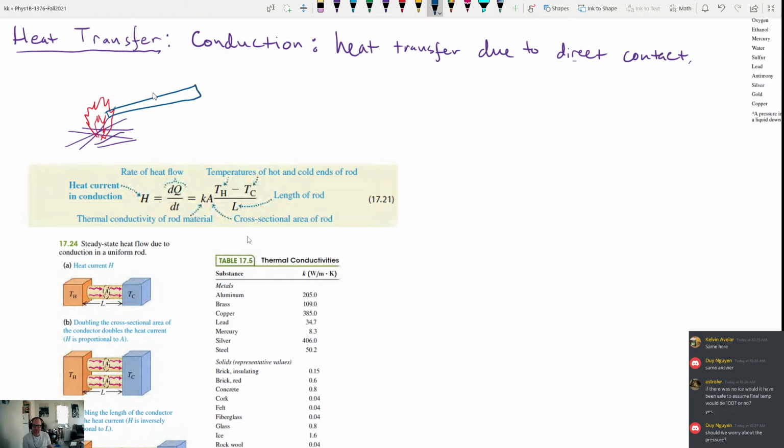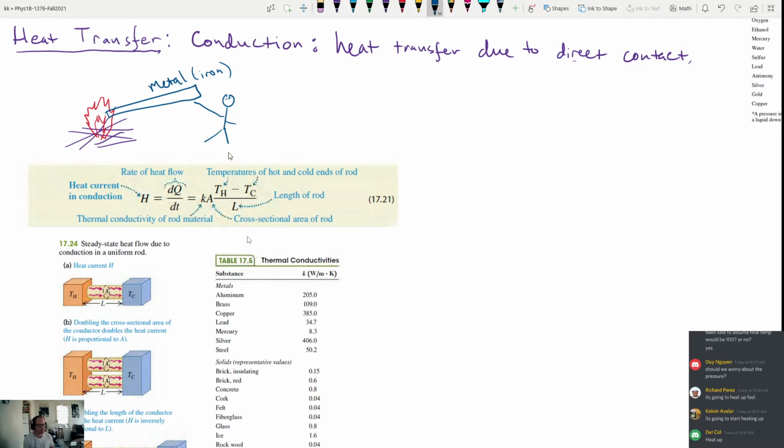So I take a piece of metal, maybe iron or something like that, and I'm standing here, and I hold the end of the rod in the fire. What's going to happen to this piece of iron as I put one end in the fire? Is it going to heat up? Is it going to cool down? Is it going to melt? It's going to heat up.